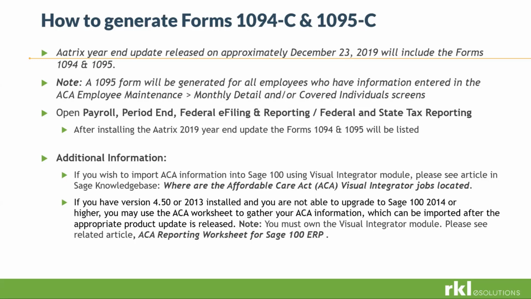And there's a little bit of information on here. If you would like to import the Affordable Care Act information, there is an article that gives you step-by-step instructions. We can help you with that as well. If you have a very old version of Sage 100, 4.5 or 2013, and you cannot upgrade to 2014 or higher, then you can use the Affordable Care Act worksheet to gather your ACA information. And then that can be imported after you've upgraded to the correct version.